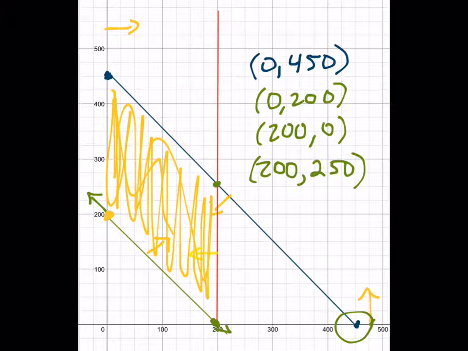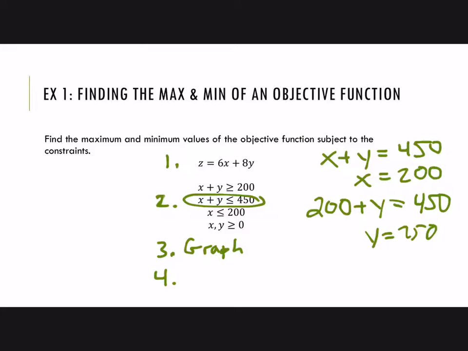Okay, so the last thing I need to do is just test these vertices in the objective function and see which one gives the maximum and minimum values. All right, so I like to make a chart for this.